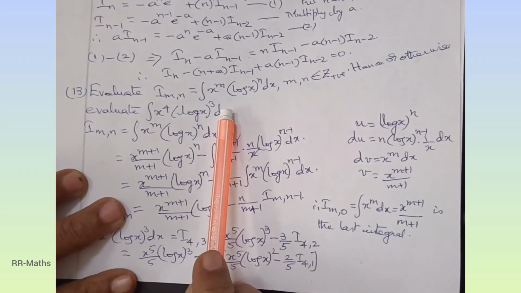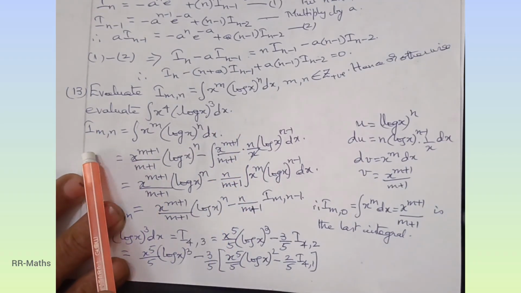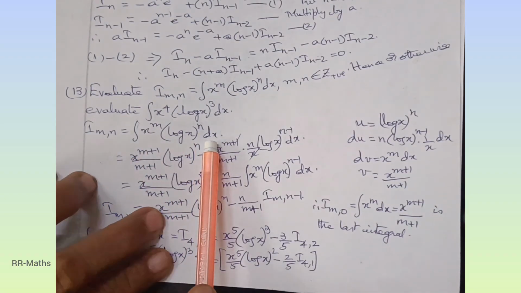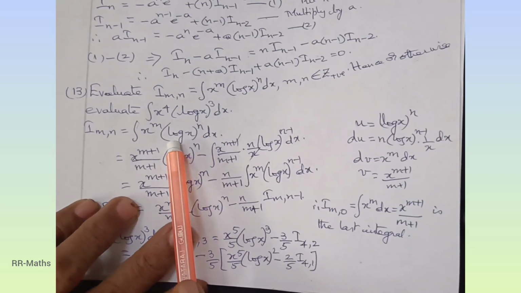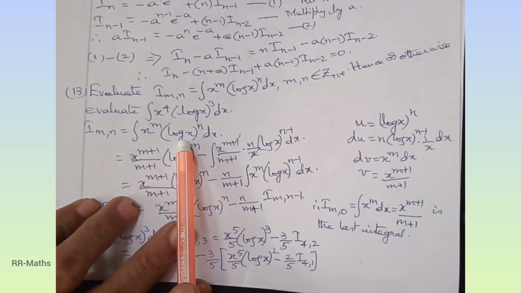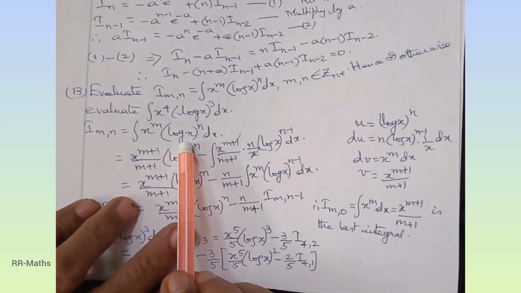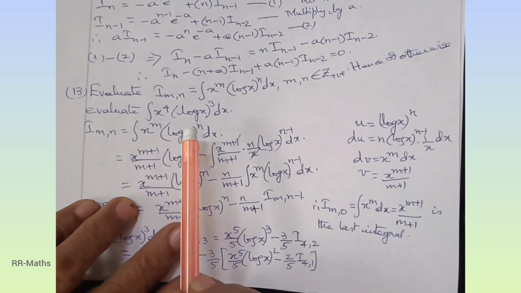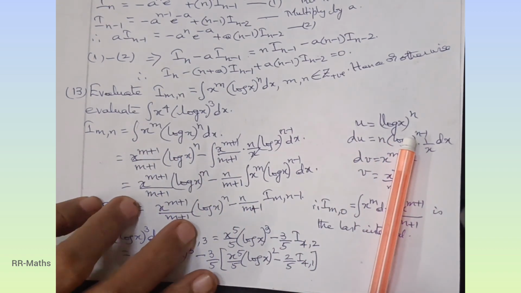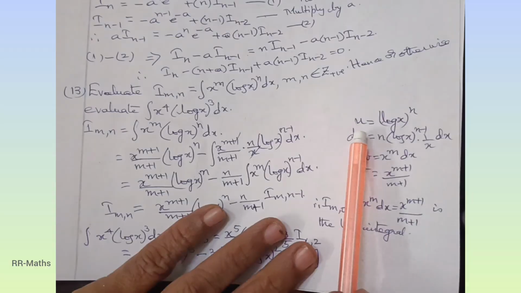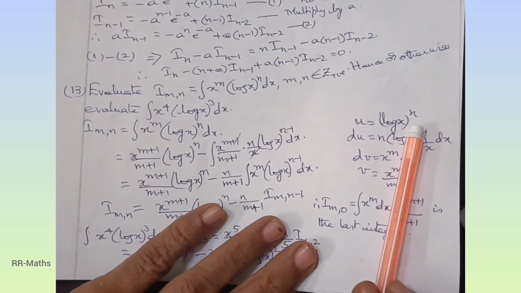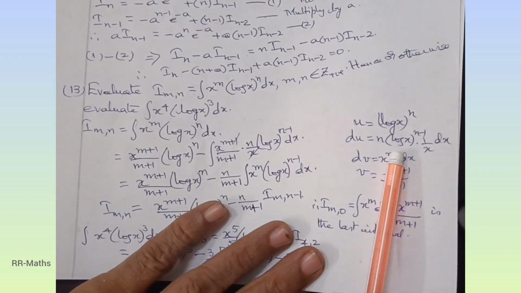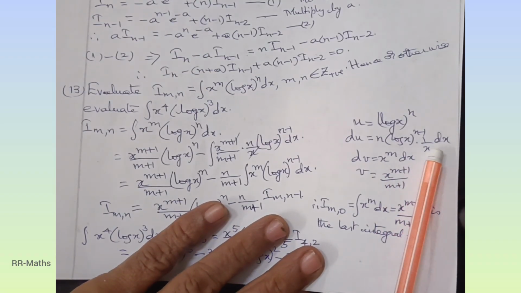Now I'm going to integrate this using integration by parts. So we have called I(m,n) equal to the integral x power m into (log x) whole power n dx. We'll have to choose u and dv. We always take the one which is easy for differentiation as u and the one easy for integration as dv. So here I will take u as log x, because it's easy for differentiation. So du is equal to n (log x) whole power n minus 1 into the differential of log x, which is 1 by x, into dx.